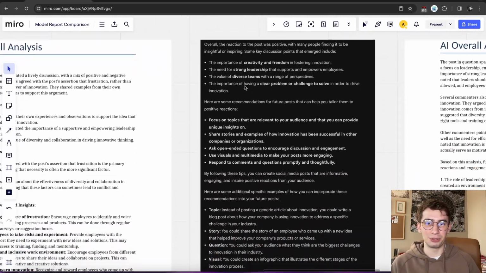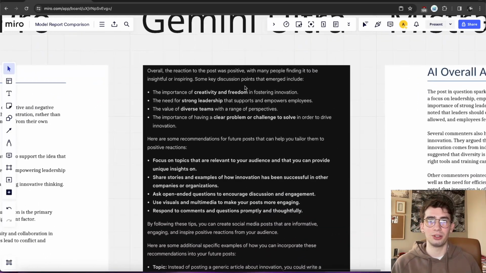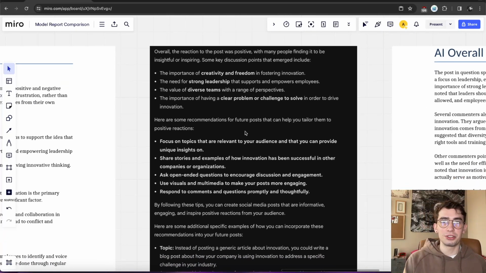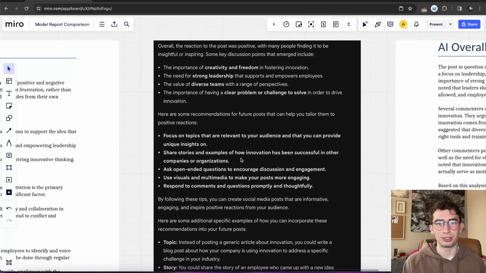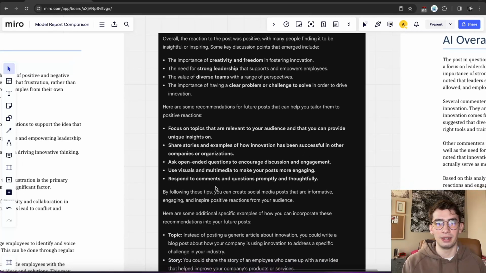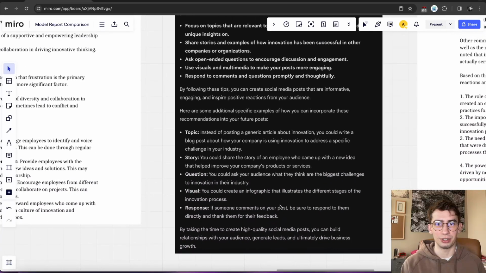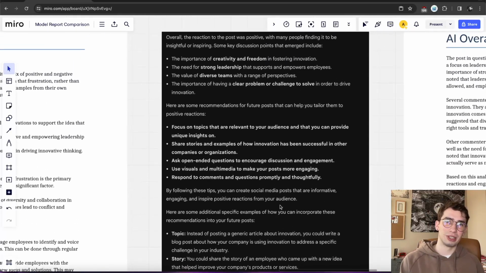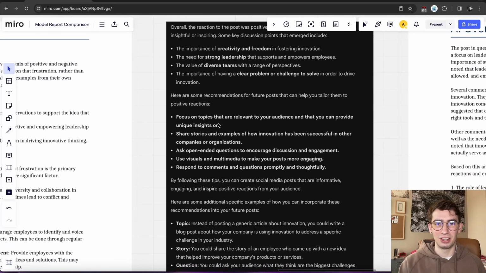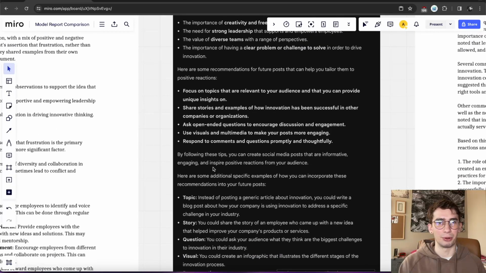Gemini Ultra was a little bit better. It was able to also give me some really good stuff here at the top, highlighting the overall positive reactions and some of the key discussion points here. Some recommendations for future posts, things like focus on topics that are relevant, share stories and examples of how innovation was successful. But then, similar to this first suggestion, we start to see how it tails off into just giving very general explanations for social media, like posting and whatnot.